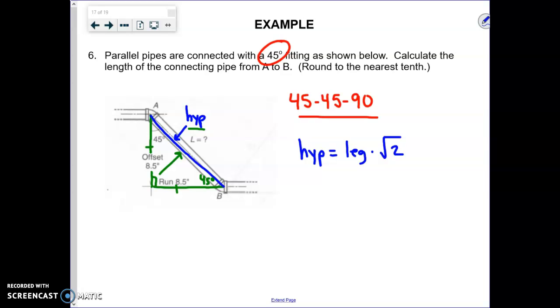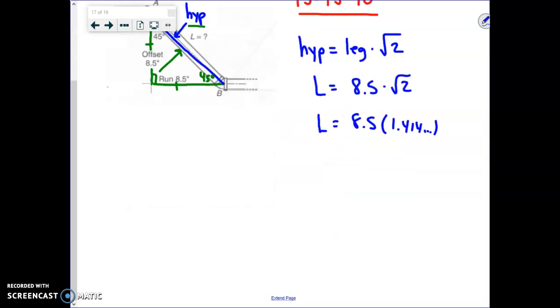All right? So if we just fill in what we're looking for, what we know, the hypotenuse we labeled as L is equal to the length of one of the legs, which is 8.5 inches, times the square root of 2. Or, again, in your calculator, it's 8.5. The square root of 2 is about 1.414, and so forth. So if we multiply those together, the length, then, of the connecting pipe should be approximately 12.0 inches if we go to the nearest tenth.